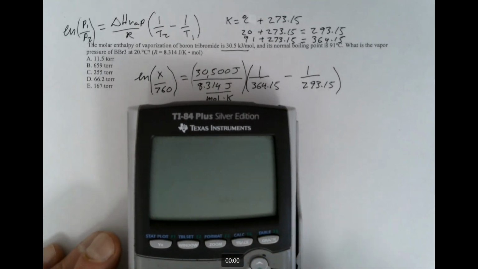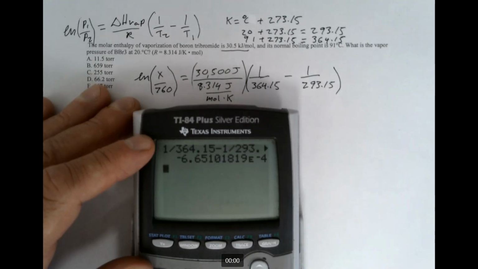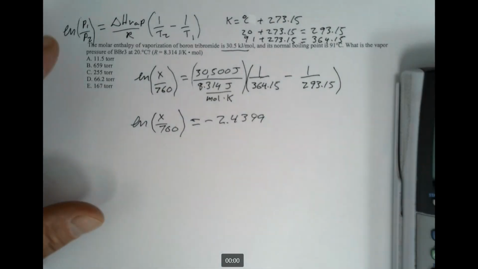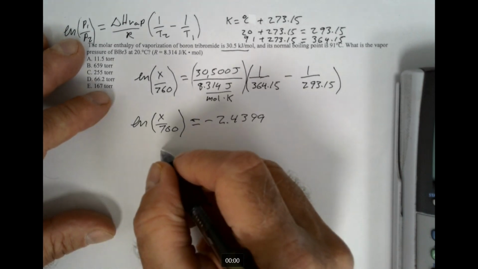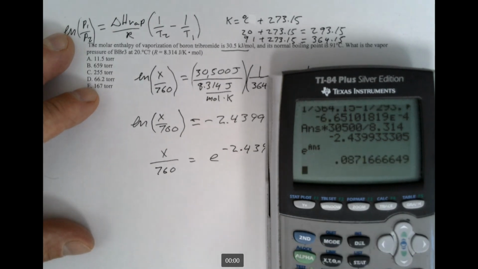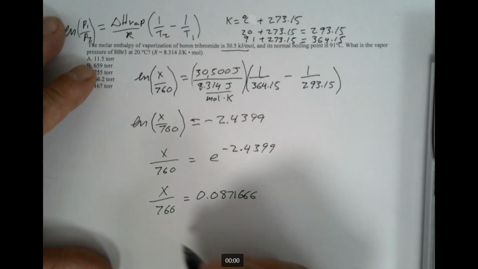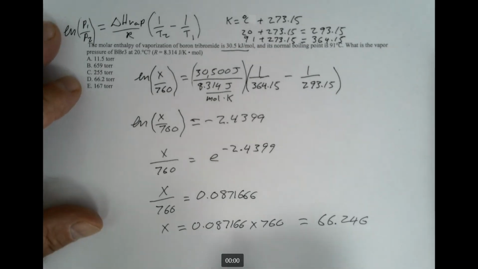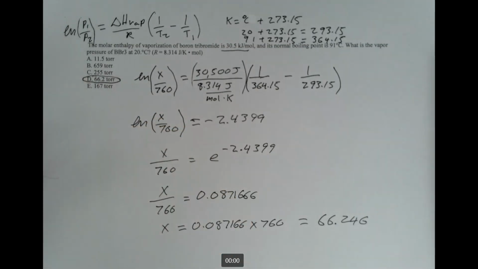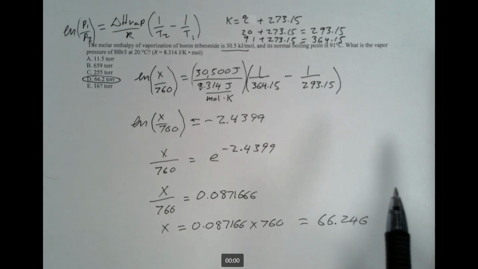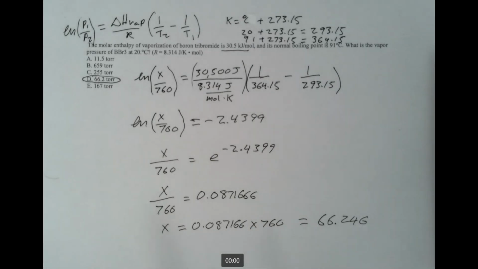Here's how I'd probably proceed with my calculator. There's what's in the parentheses. I'm going to go times 30,500 joules, divide 8.31. All right, so now to use our property of logs, and so on my calculator I'm now going to go e to the x, put my answer in there, and out pops a number. Now to finally get to x times 760 torr, and we see that right here D is the correct answer. So given a heat of vaporization and 2 temperatures, solve for a new pressure.